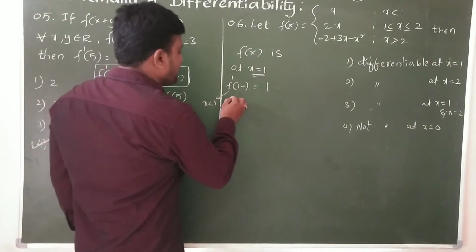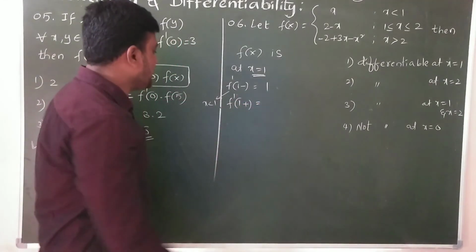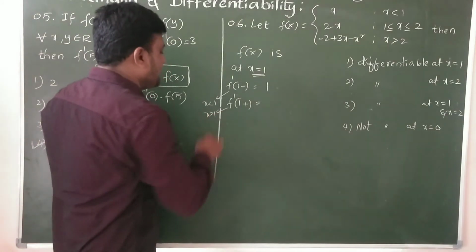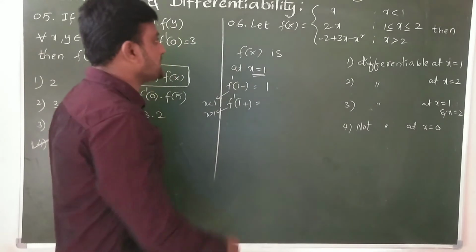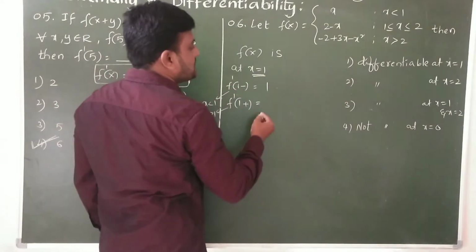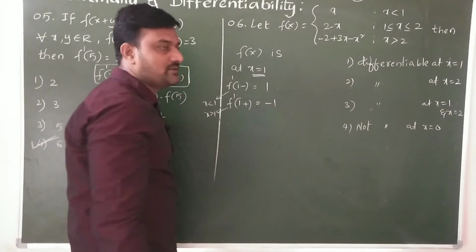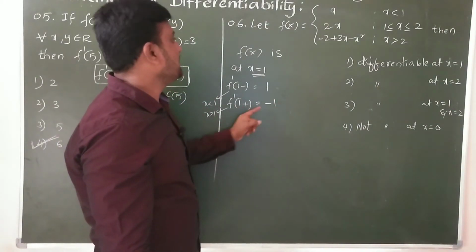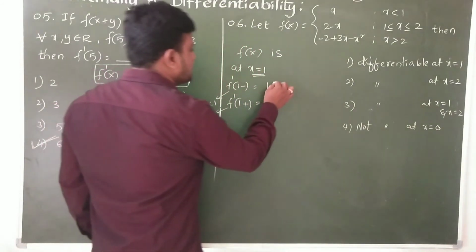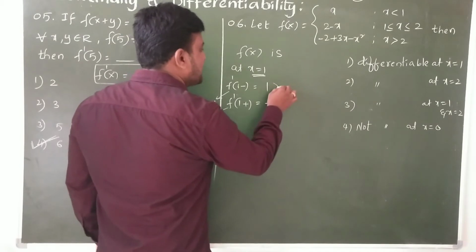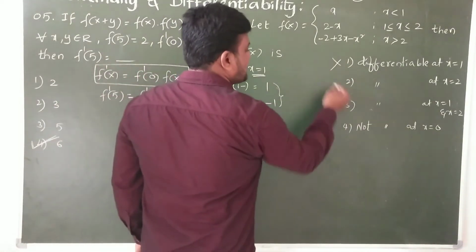Okay. Now at f dash of 1 plus, that means when x greater than 1, the f of x is 2 minus x. Its differentiation is minus 1. Okay. No need to substitute 1, because it is a constant. Next, that is over. These are not equal. So it is not differentiable at x equals 1. Okay. Not this option and also not this one.